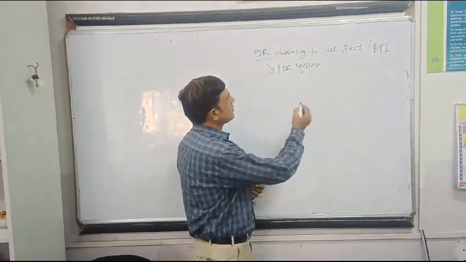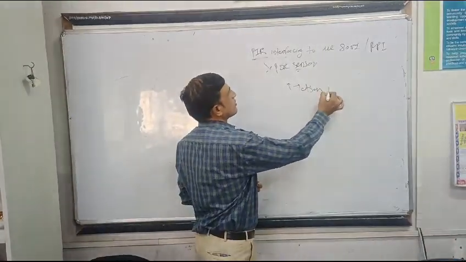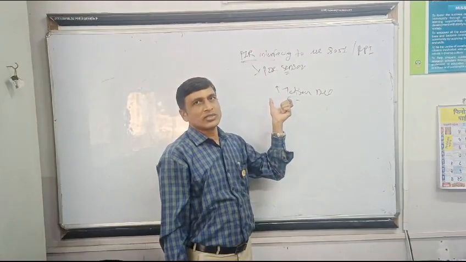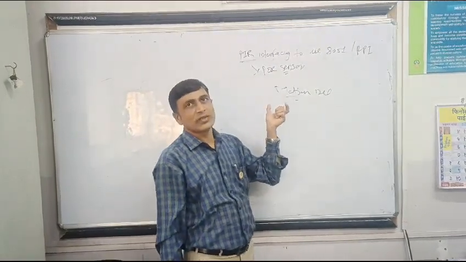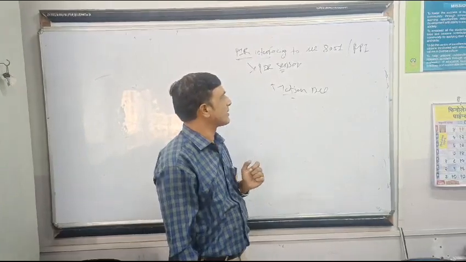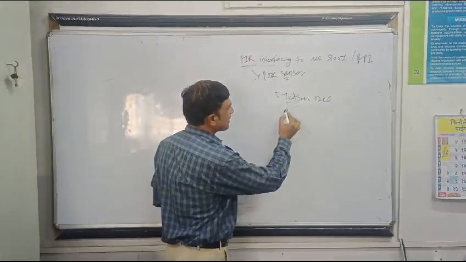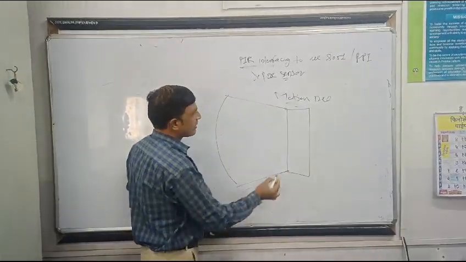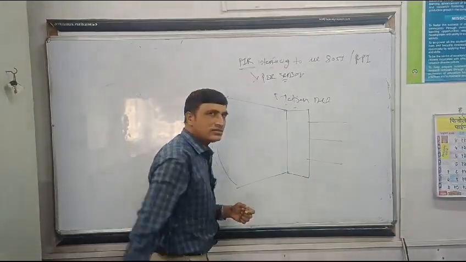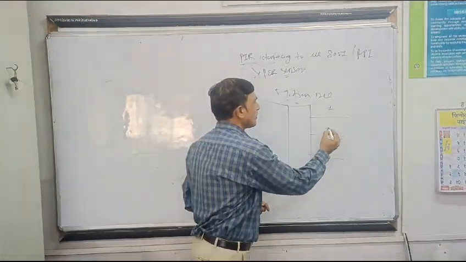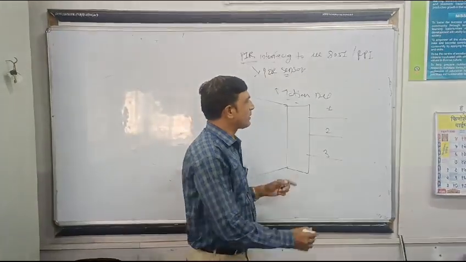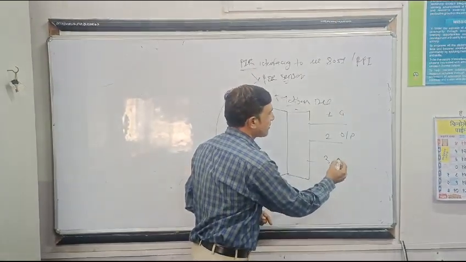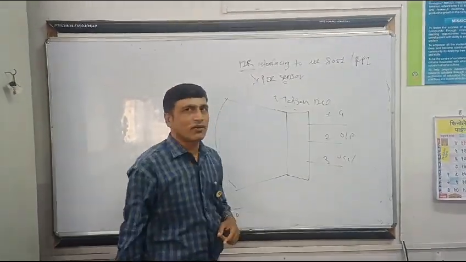This particular sensor is used for motion detection. How does this motion detector work, and what is the principle behind it? Let us consider this simple sketch of the PIR sensor. This sensor consists of three pins: pin number 1, pin number 2, and pin number 3. Very simple pin configuration. Pin number 1 is designed for ground, pin number 2 for output, and pin number 3 for VCC or power.